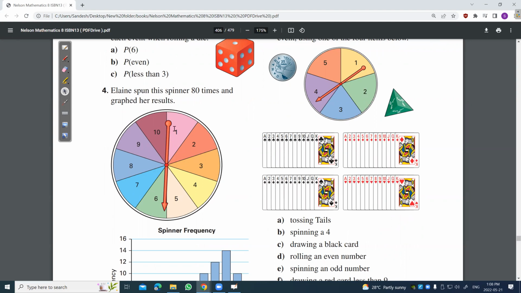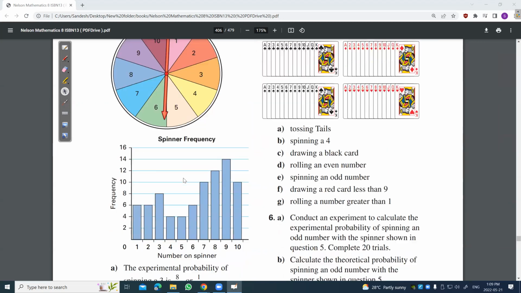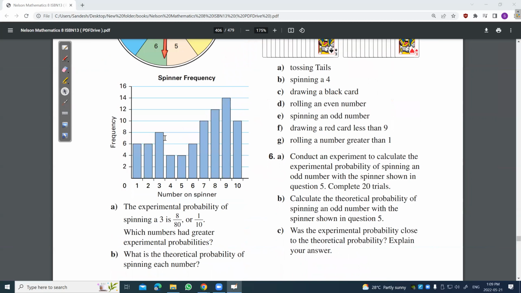Every 10 times you get a 1. Every 10 times you get a 2. Every 10 times you get a 3. Every 10 times you get a 4. Do you get that? So the expected value in 80 times would be what for each number? They will all be the same. 8, right? So you're expecting to get 8 of each. That's the theoretical probability, right?